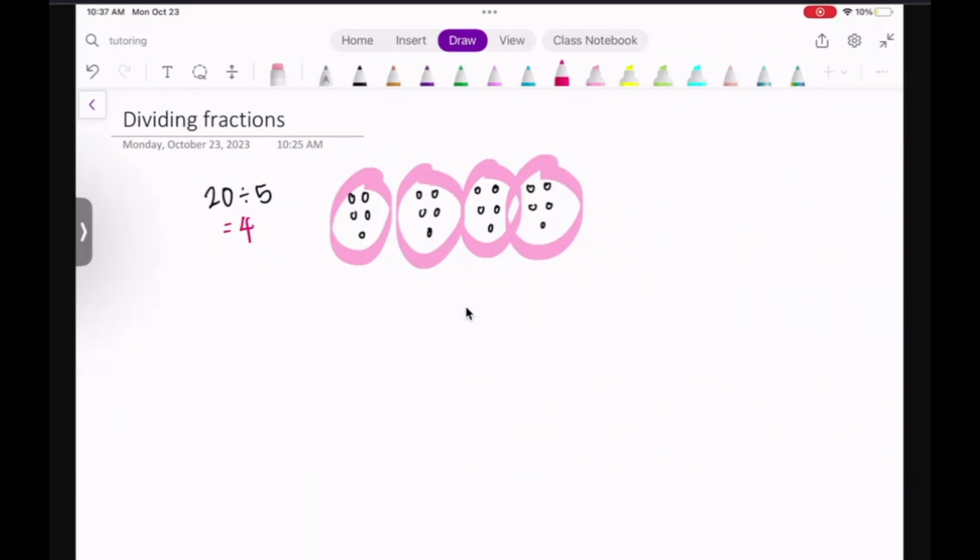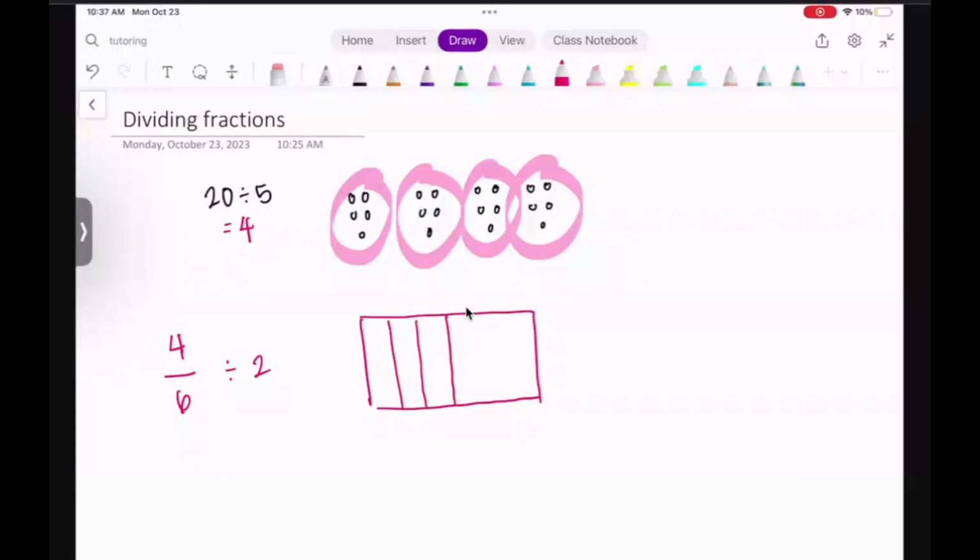So like maybe it's 4 sixths divided by 2. So 4 sixths divided by 2. First I need to see what 4 sixths looks like. Pretend that you have a pan of brownies, and it's cut up into 6. I'm just going to cut my brownies long and skinny because then you can kind of see it. So there's 6 brownies, but we only have 4 pink brownies left, right?